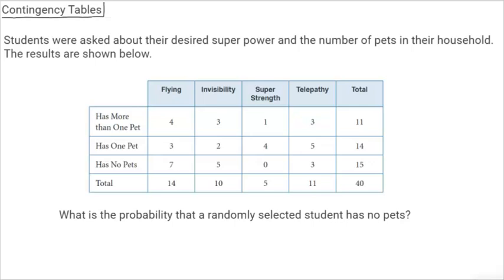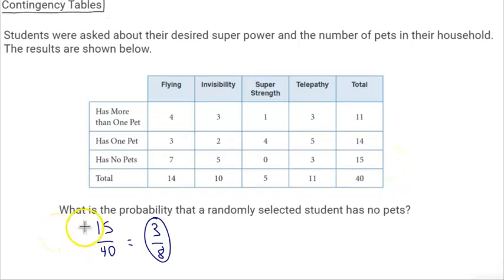So here we have a contingency table with students' desired superpowers and the number of pets that they have in their household. We are asked to find the probability that a randomly selected student has no pets. So we're going to go to the row where it talks about having no pets, and we're going to take that total and find the probability. So we set up our fraction as 15 out of 40 and then reduce to get 3/8.